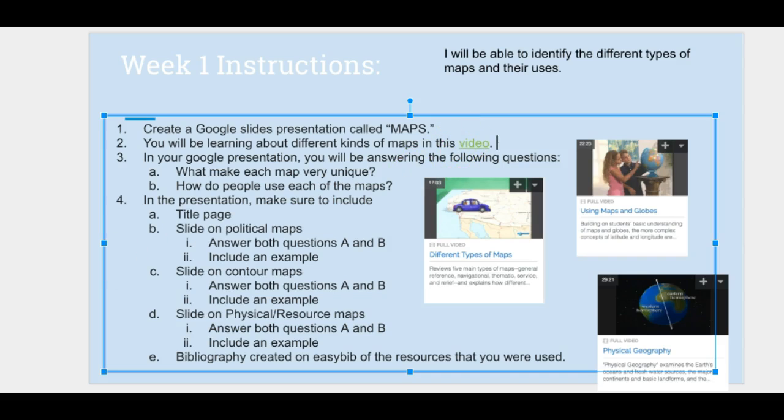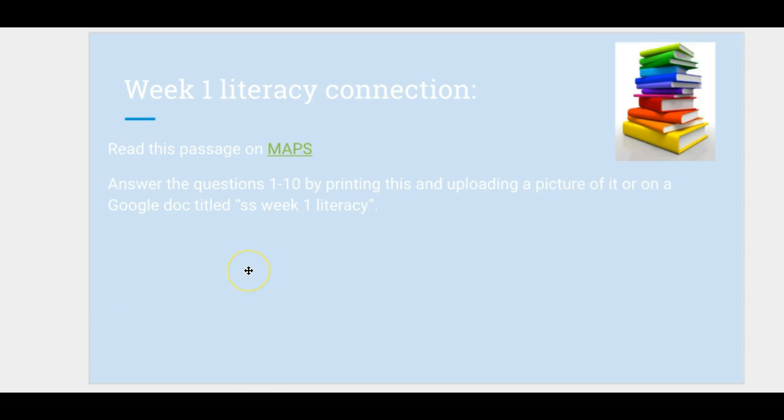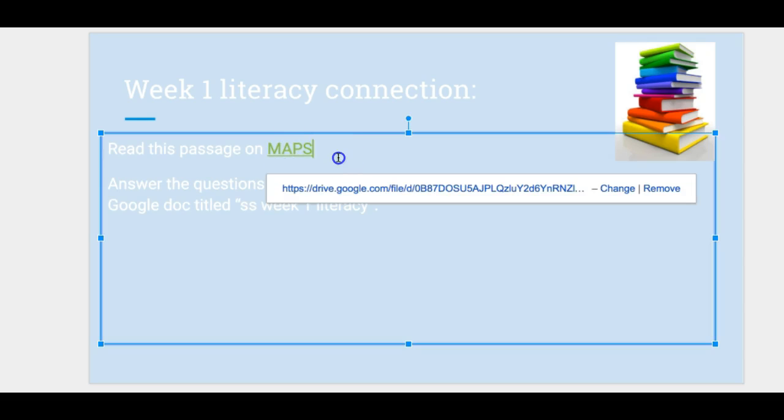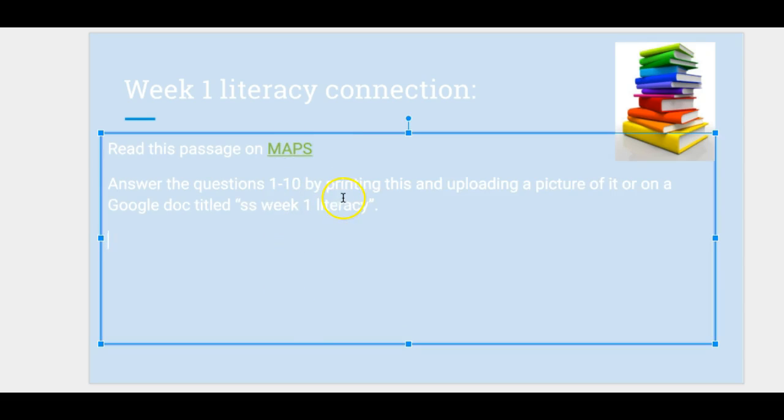Okay, and then it looks like your week 1 literacy connection. You'll read this passage on maps, and that link is there. Answer questions 1 through 10 by printing this and uploading a picture of it, or on a Google Doc, and you can just title that Social Studies Week 1.